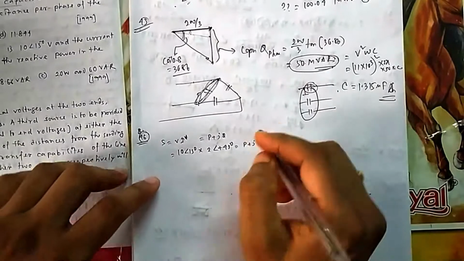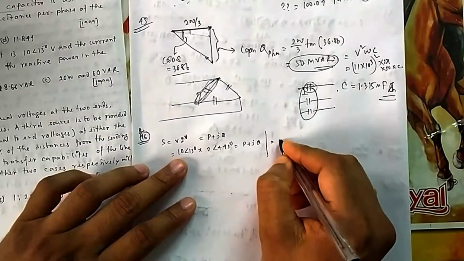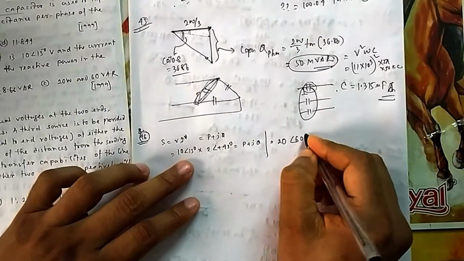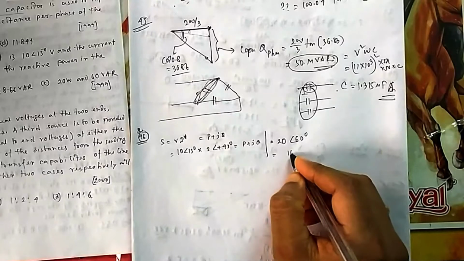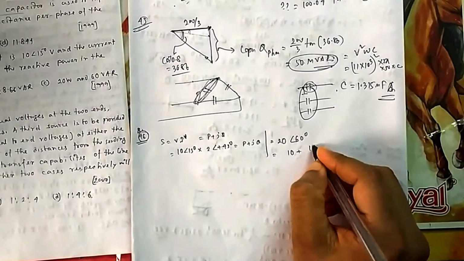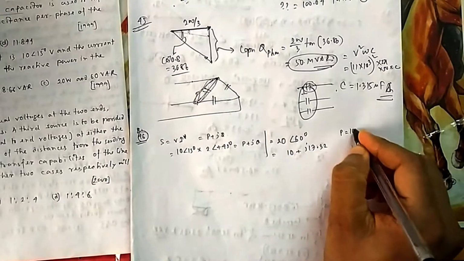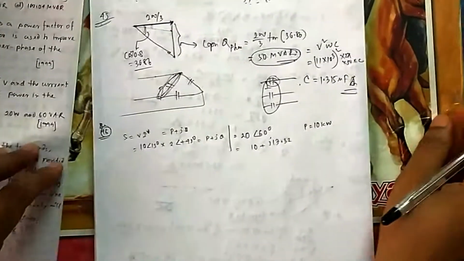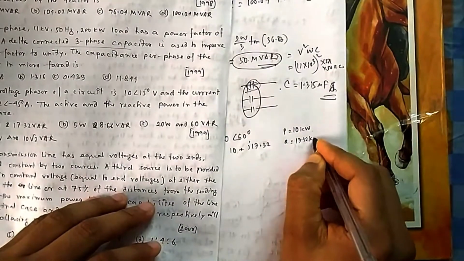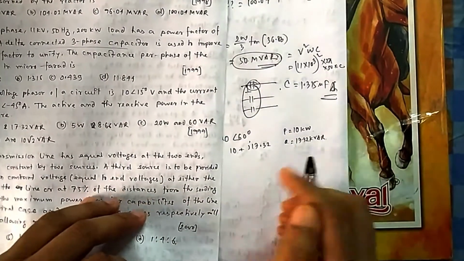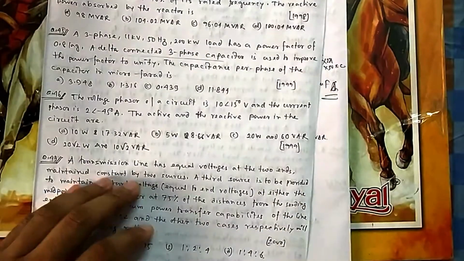Okay, so if you go with this one, then it is 20 at an angle of 60. So it will be 20 cos 60 plus j 20 sin 60. So it will be 10 plus, if you do sin 60, 17.32 j. So that means P equal to 10 kilowatt and Q equal to 17.32, not kilo, only watt and only VAR. So that is your option A.